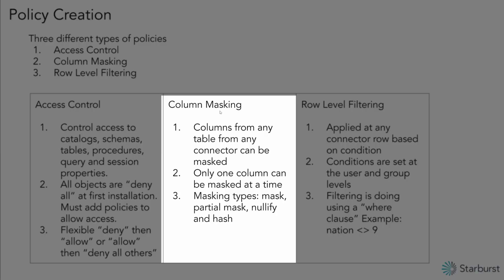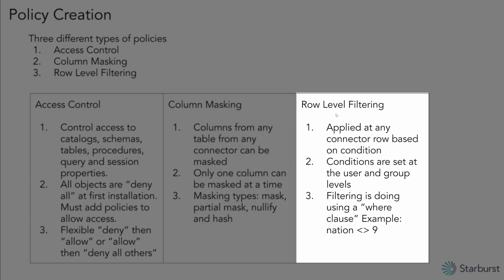Next we have column masking. Columns from any table or any connector can be masked. Only one column can be masked at a time, so you can mask multiple columns, but they would be different policies. And there are different kinds of masking types. There's mask, and there's partial mask, so you can show some of the data and then mask the other part of the data.